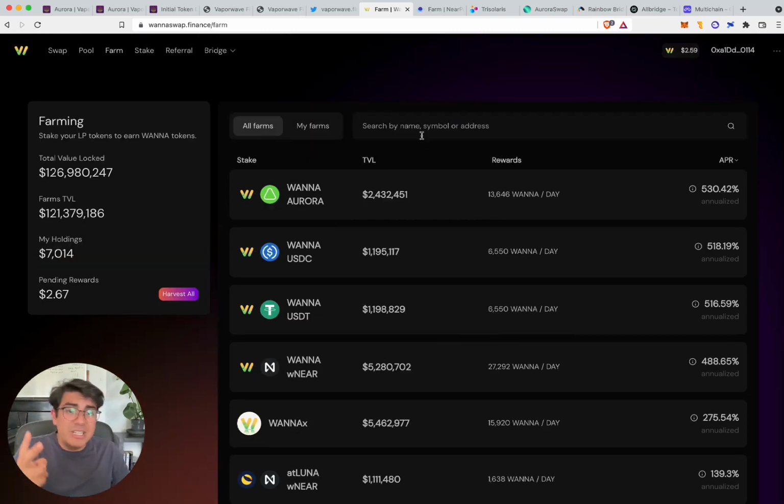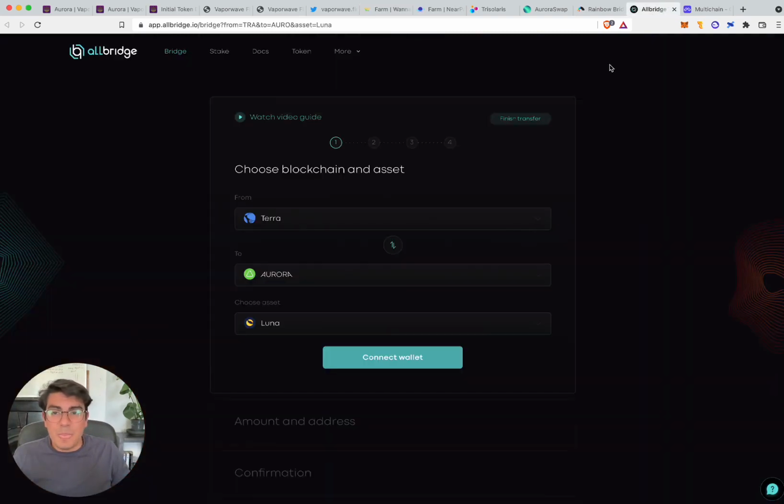The second bridge is AllBridge. AllBridge just launched, and it enables us to send assets from the Terra ecosystem into Aurora. Specifically, we can send Luna or USD. Very similar. The play here would be if you already have assets in the Terra ecosystem to just port them over directly. And if you don't, then the play would be to purchase Luna or USD at a centralized exchange and then send it from Terra to Aurora. It is also very fast and cheap. We've actually made a video about AllBridge and sending assets from Terra to Aurora, so I'll make sure that I link them at the top.